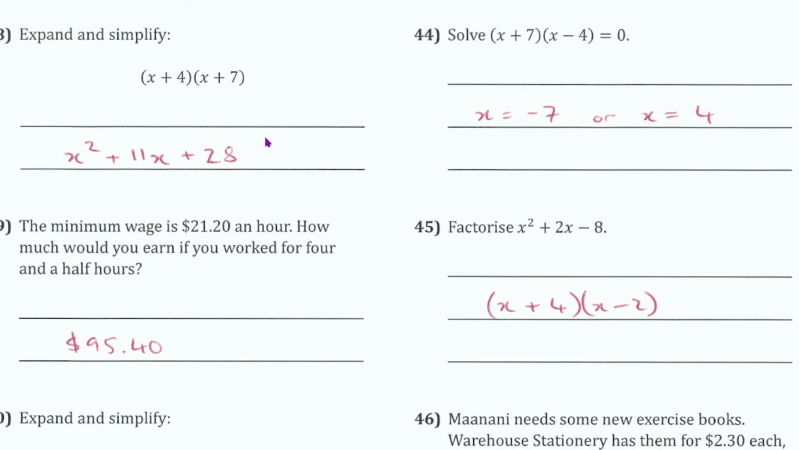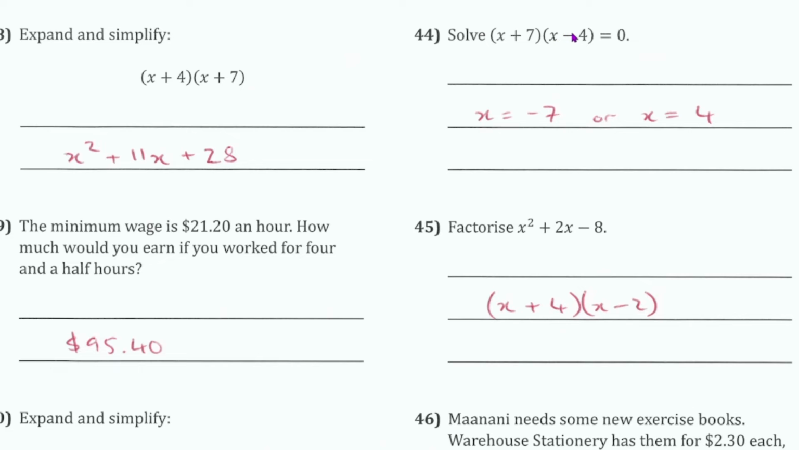Question 44. For this one, you're trying to solve for x. You're saying, what numbers can we make x so that this statement is true? Well, if we make either of these brackets equal to 0, then this will be true, because the whole bracket is 0, and 0 times anything else is 0.